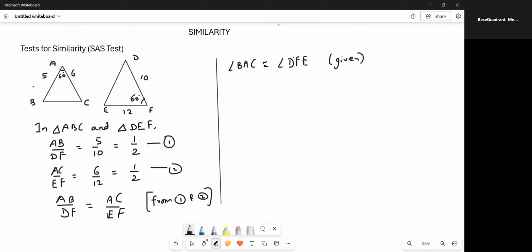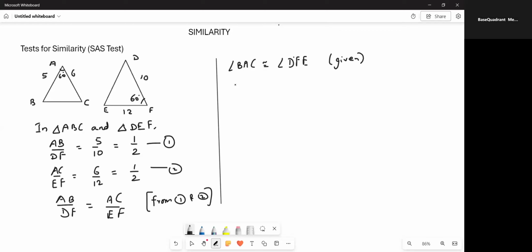So what do you understand? Two pairs of sides are having equal ratio, AB upon DF and AC upon EF, they're equal. And one pair of angles is equal, that is angle A and angle F are equal, congruent. Two pairs of sides, one pair of angle. And also, is the angle between the two sides in each triangle? Yes. The angle 60 is between 5 and 6, between AB and AC. And the angle 60 here is between EF and DF. So the angle is between the sides.